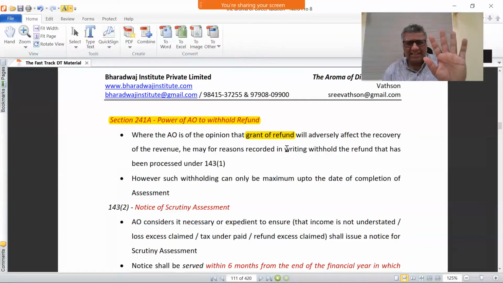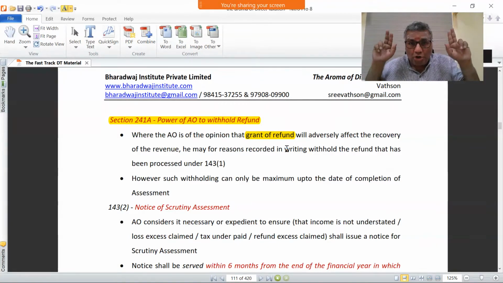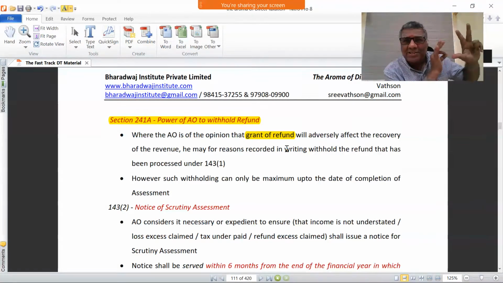One reading is more than sufficient. Section 143(2), notice of scrutiny assessment. I told you three sections are there, three things are discussed. First is prima facie adjustment, second is notice. The department has to tell you, boss, your case is taken up for scrutiny assessment.